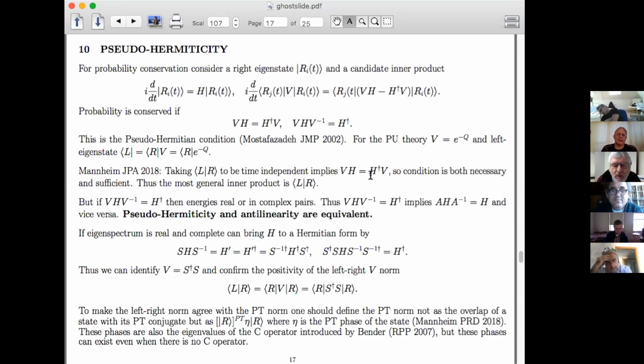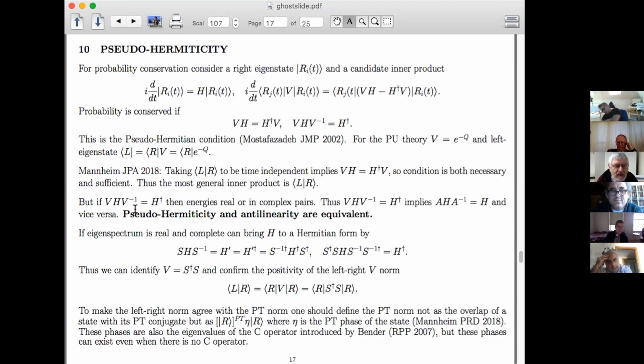I went on to show the reverse. Namely, if VH is H dagger V, then the probabilities are time independent. I showed the converse, namely, if the probability is time independent, then the other result happens. And so this condition is necessary and sufficient, and therefore the most general inner product you could write down is the overlap of L with R.